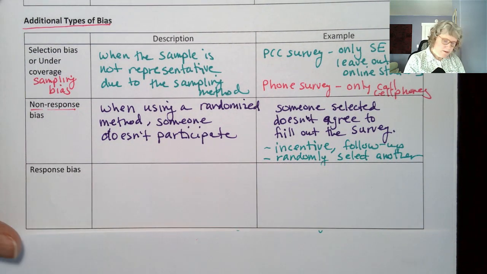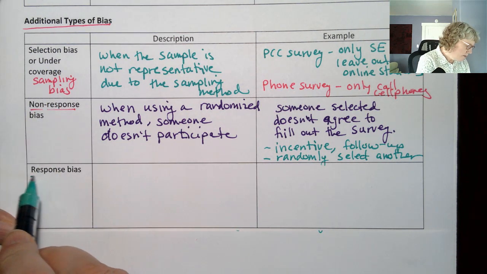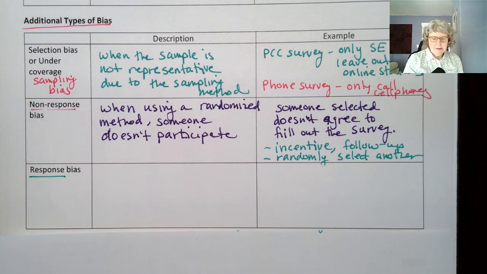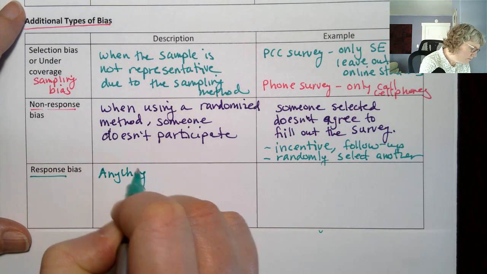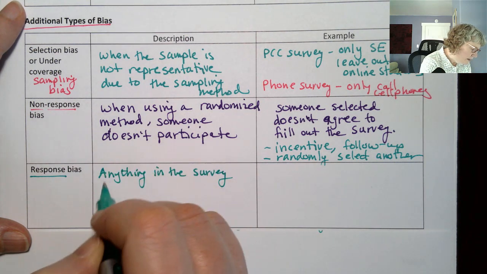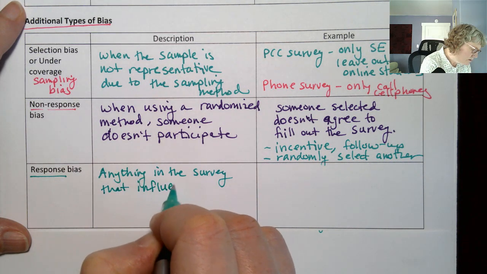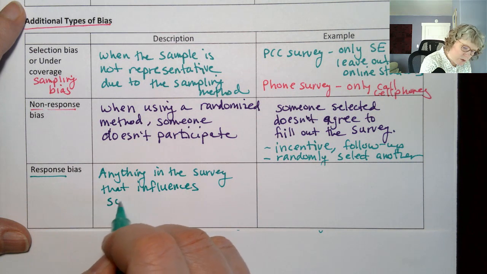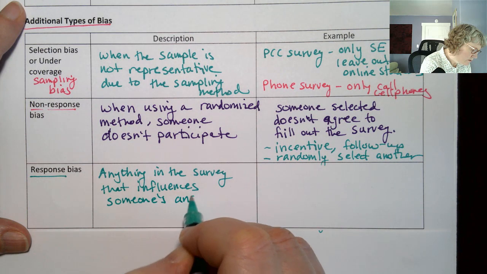Okay, then the last one is called response bias. So it sounds like it's the opposite of that one, but it's slightly different. Response bias is anything in the survey that influences someone's response. Okay, so let me write that down. Anything in the survey that influences someone's answers.